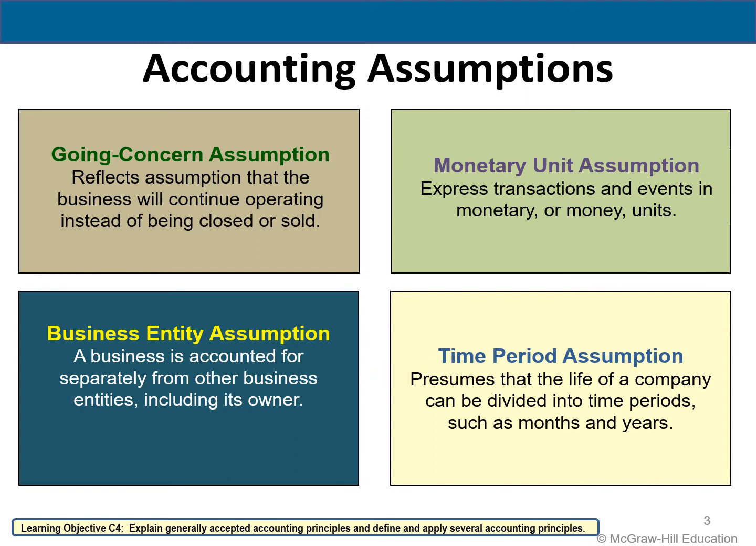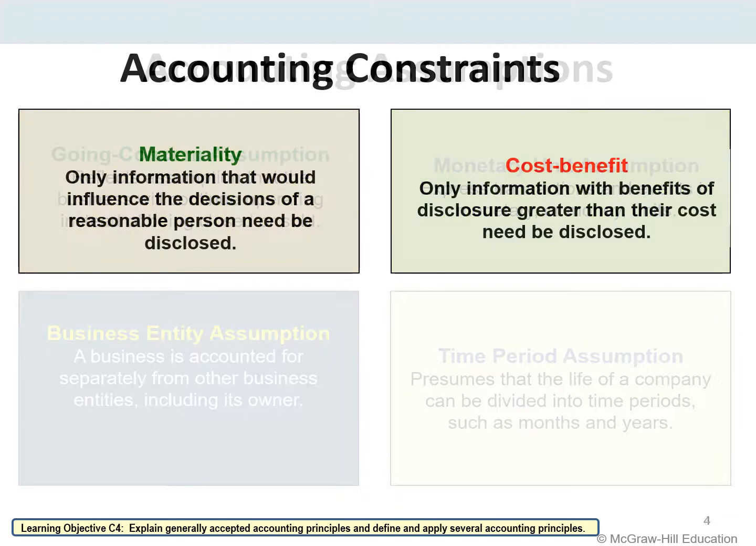And the time period assumption, so we assume that business operations can be divided into artificial time periods, namely months, quarters, and years. And those are the periods for which we'll see financial statements. Every company issues annual financial statements. Public companies issue quarterly financial statements, and internally, most companies are going to produce monthly financial statements.